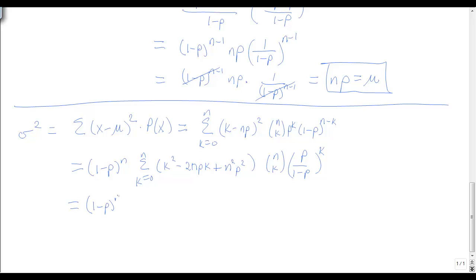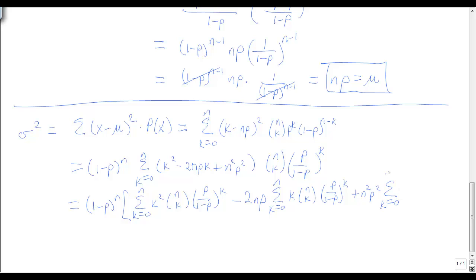So what I'm going to get here is 1 minus p to the n, times the sum k equals 0 to n of k squared, n choose k, p over 1 minus p to the k, minus 2np times the sum k equals 0 to n of k, n choose k, p over 1 minus p to the k. And finally, we have the n squared p squared multiplied by the sum k equals 0 to n of just n choose k, p over 1 minus p to the k. So we work all that out as we go along.